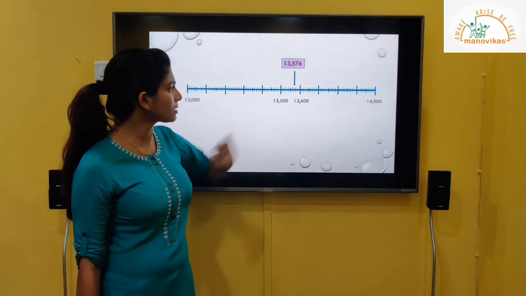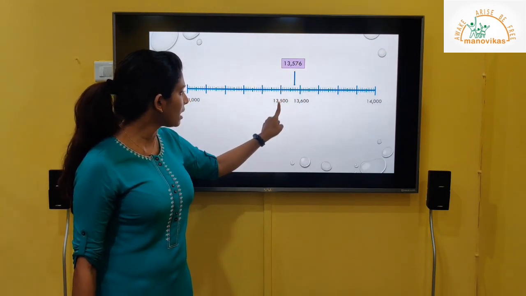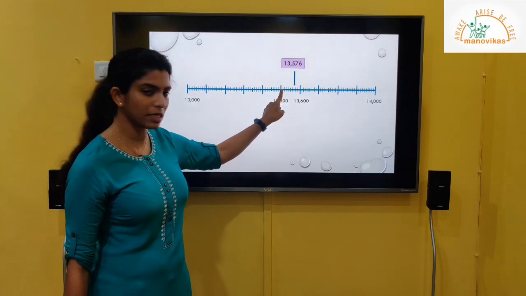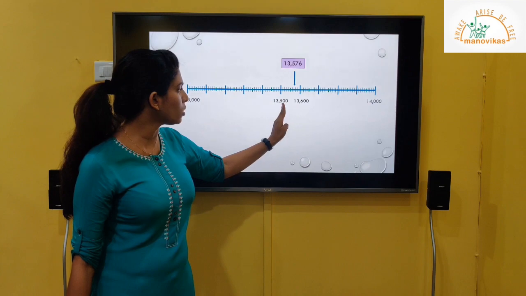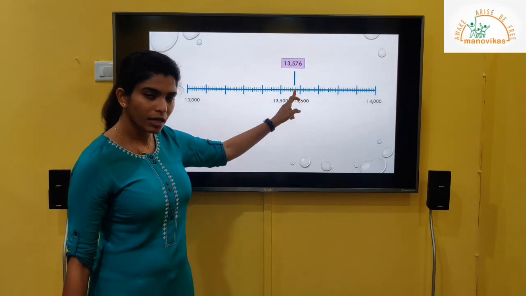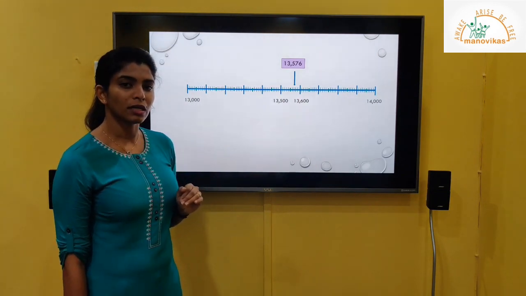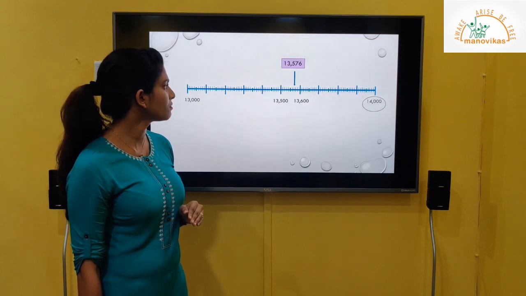So we have to mark this in between these numbers. So it will come somewhere here. So I have marked 13,500 to show the midpoint. So 13,576 is more than 13,500. So it will come somewhere here. Okay. Now tell me which number is close to that. It is 14,000.